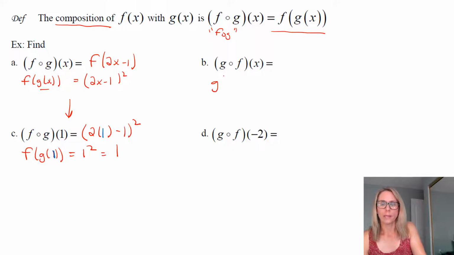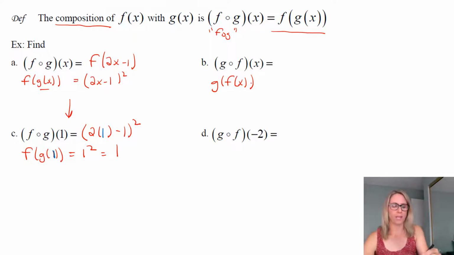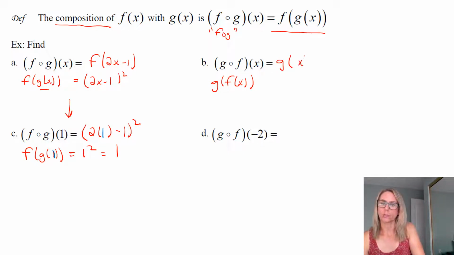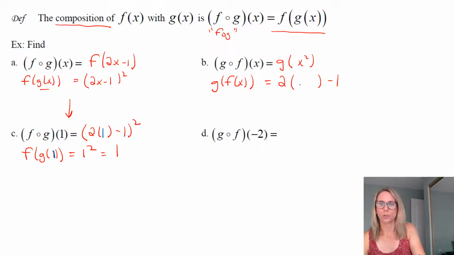So, like I said, g of f of x is not going to necessarily be the same as f of g of x. It's actually only the same in very specific cases. So, when we do this, we're going to go g of f of x, and we know already that f of x is x squared. So, it's going to be g of x squared. Now, for us, that means 2 times x minus 1, where the x is now being replaced with that x squared.